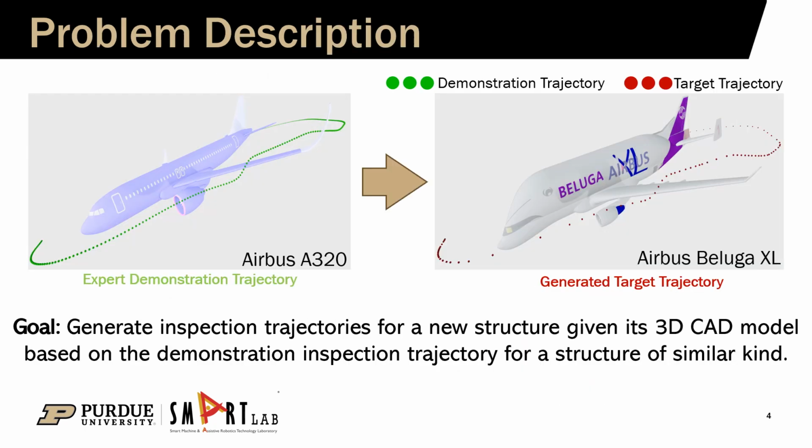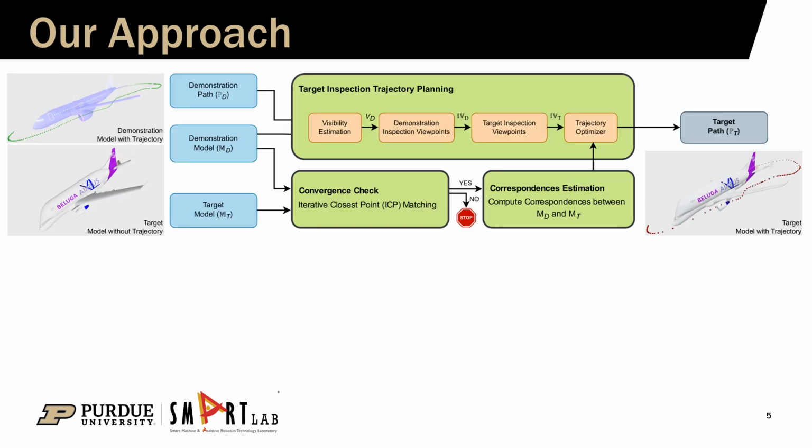In this research, we focus on generating paths for inspection based on demonstration by an expert pilot and extrapolate it for inspecting all objects of a similar kind, such that the new trajectory inspects the same parts or regions as the demonstrated one. In this method, we give the CAD model of a structure along with the trajectory to inspect it, and the model of the structure for which a new trajectory needs to be generated, as inputs.